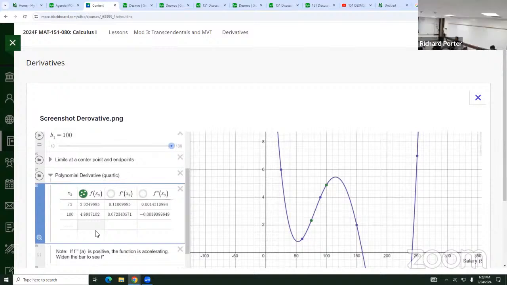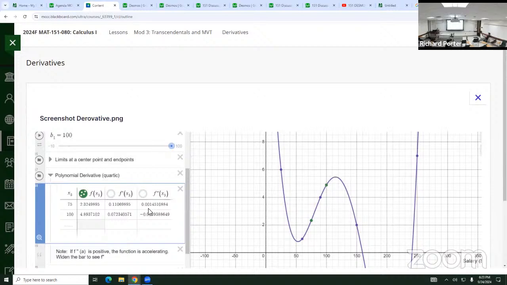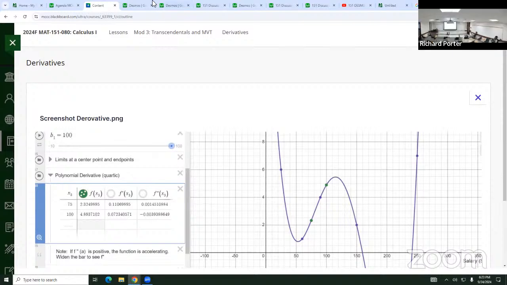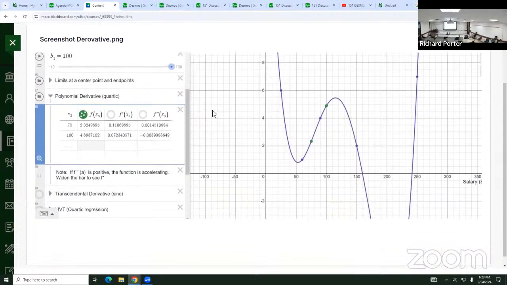Okay, but for 75, it's accelerating, so it'll actually pick up more each time. And for 100, it's decelerating. But they're really close to 0, so honestly, they're not changing much at all.